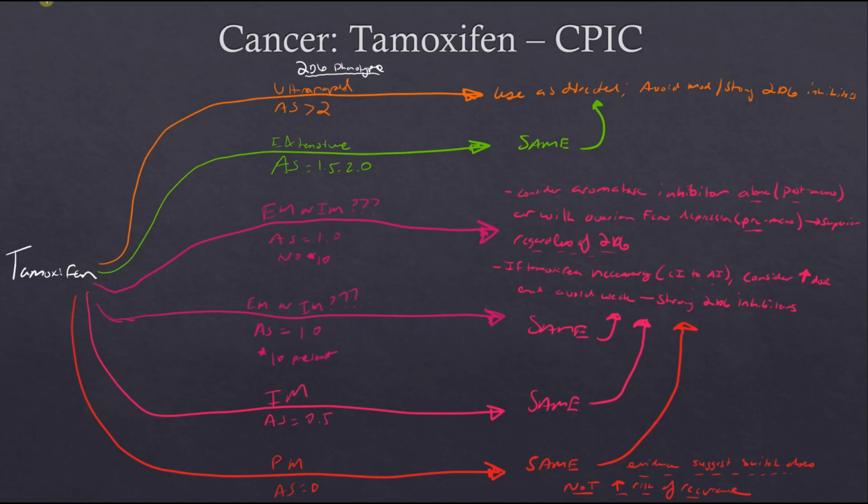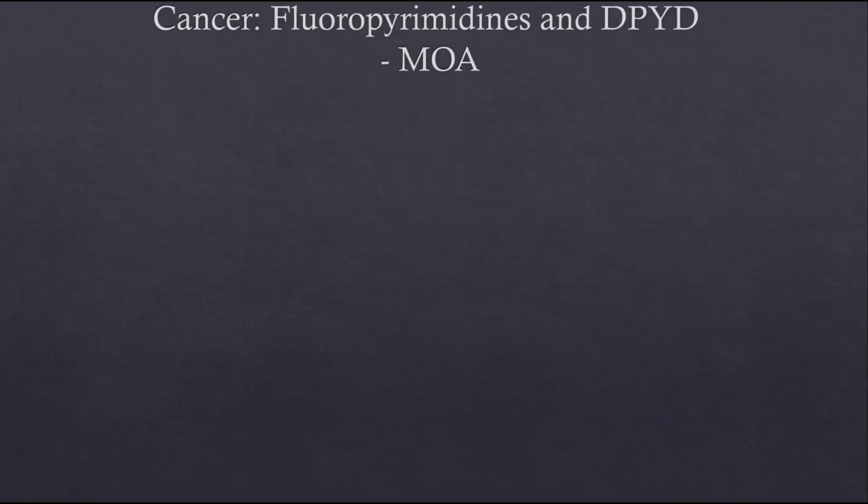Now let's talk a little bit about the pharmacogenetics of fluoropyrimidines, and specifically with the DPYD gene. So first, let's talk a little bit about the 3 fluoropyrimidines that we're going to go over in this guideline. And those 3 fluoropyrimidines are tegafur, fluorouracil, and capecitabine. So let's take a look at how these interact because their metabolism is common with each other.